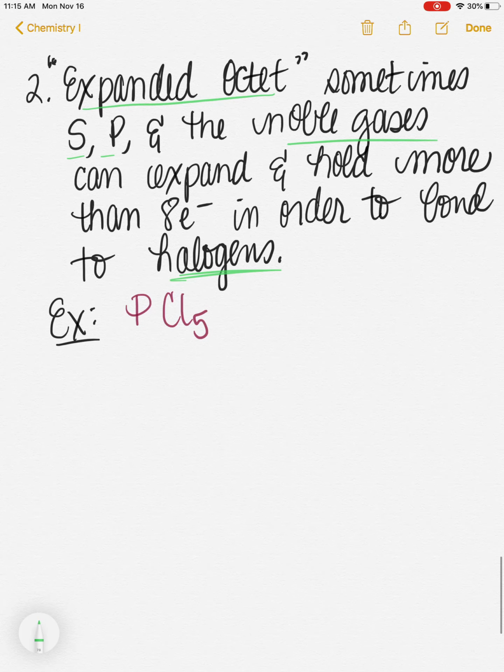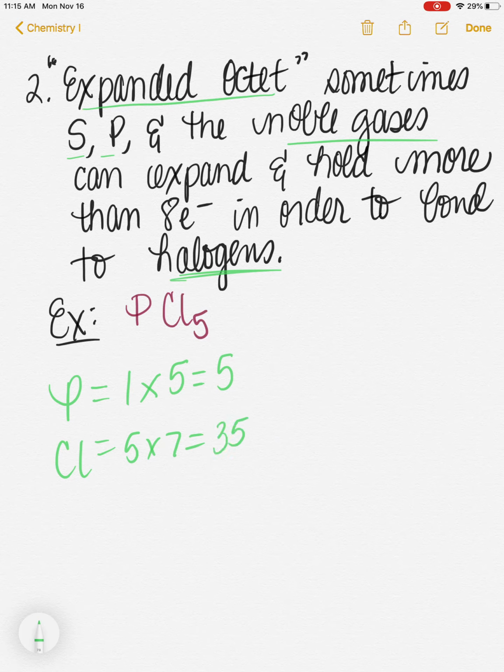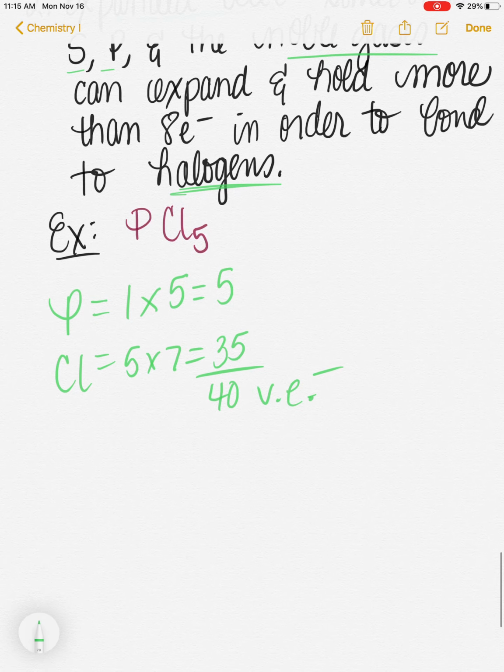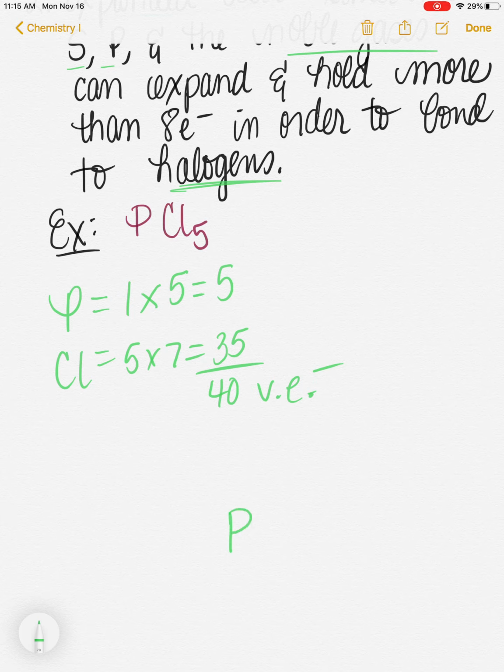So if I look at my example of PCl5, and we're going to try to draw a valid structure here. I have 1 phosphorus, 5 chlorines. Each phosphorus contributes 5 valence electrons. Each chlorine gives me 7. 5 times 7 is 35. 35 plus 5 is 40. So total in my structure, I need 40 total valence electrons. Now, I'm going to put phosphorus in the center because it's the lone element.